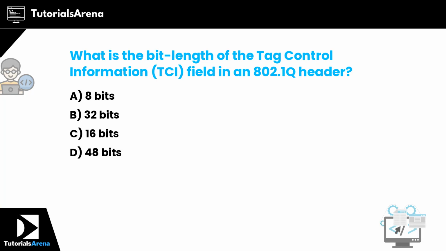What is the bit length of the tag control information, TCI, field in an 802.1Q header? The correct answer is option C, 16 bits.